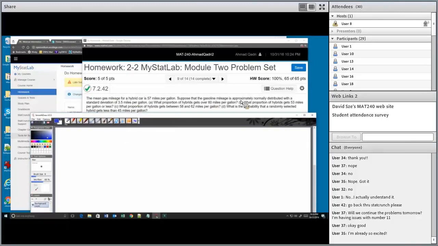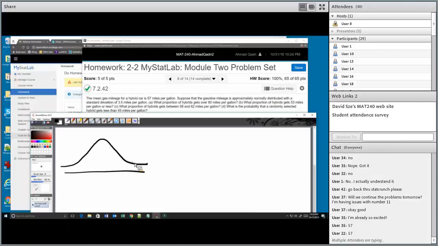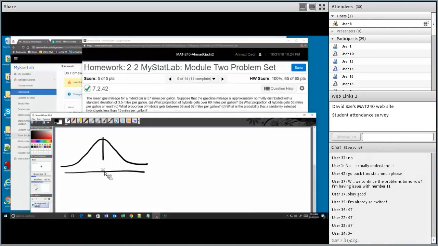Okay, mean gas mileage is 57 miles per gallon. Suppose that the gasoline mileage is approximately normally distributed with standard deviation of 3.5. So tell me, since they're already told you that this is a normal distribution, what is the mean? The mean is 57. Excellent. And the standard deviation is 3.5.